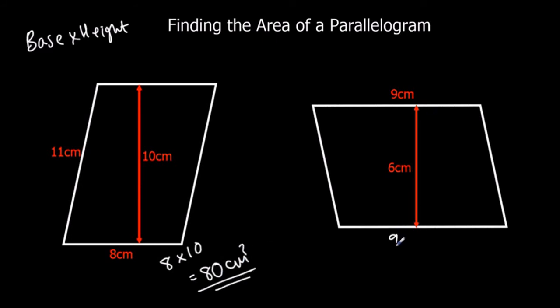Here the base is 9 because it's the same as the one at the top. The parallel lengths are the same. So 9 times the height, which is 6. And 9 times 6 is 54 centimeters squared.